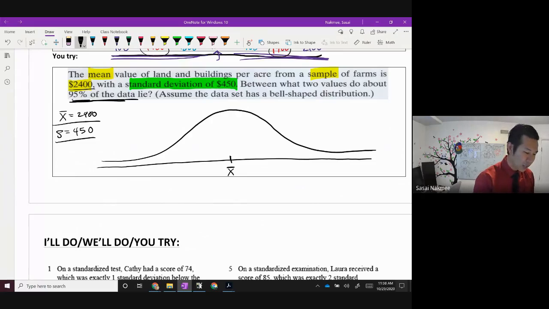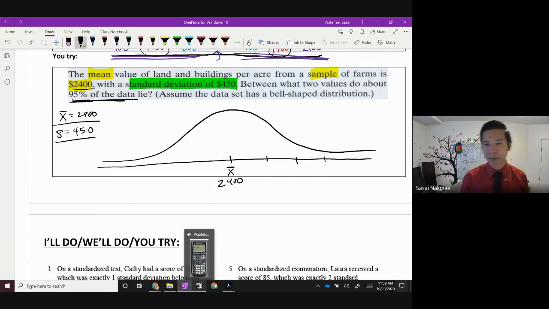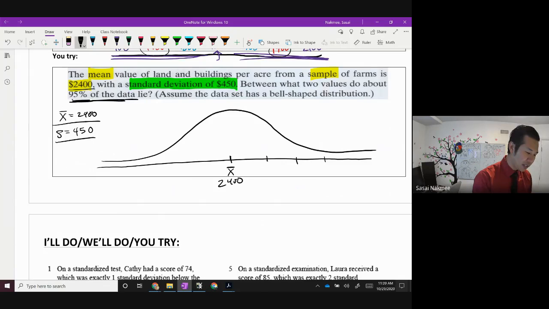Okay, so what goes exactly in the middle is going to be my 2,400, right? And then I'm going to go 1 standard deviation above, 2 standard deviations above, and 3 standard deviations above. How do I get those values? Any ideas? Or better yet, did anyone do them yet and figure out what those numbers are for above the average? And then I need to do 1 standard deviation below, 2 standard deviations below, and 3 standard deviations below. Did anyone get those values yet?